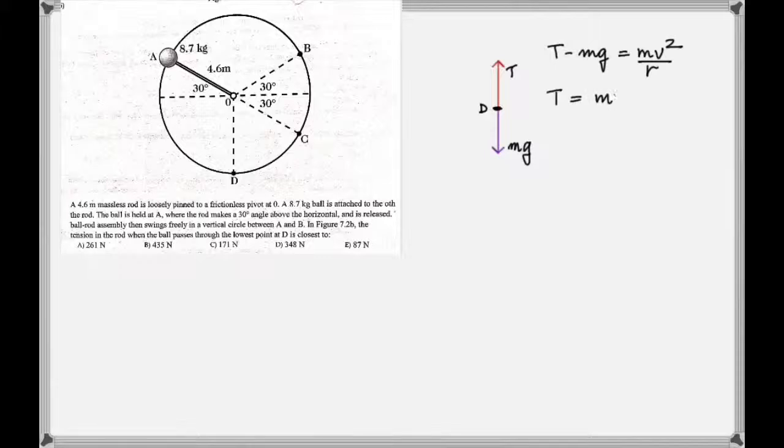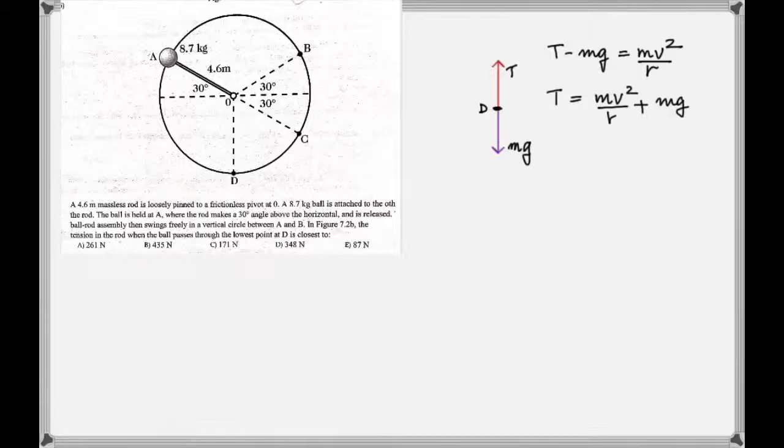So when you rearrange that, you get T as mv squared by r plus mg. So to find the tension, it's very clear that you have to find the velocity, because you have everything else. The mass is given. The radius is, of course, the length of the rod. The value of g. So we need to look for the velocity. And to find the velocity at D, we have to use the concepts of energy.